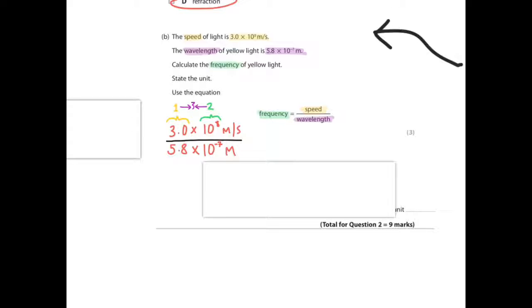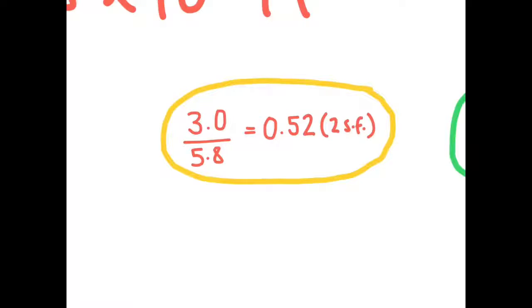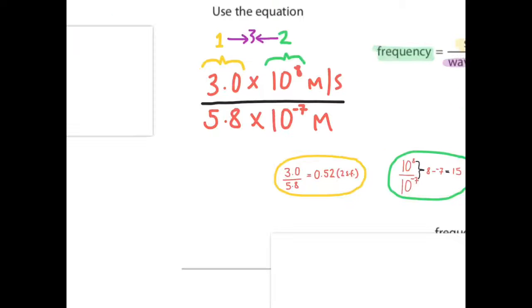But to do this, it requires 3 steps. Firstly, you deal with the numbers without dealing with the powers. Then you deal with the powers, and then finally you combine your results together. Those are the 3 steps you always take when doing standard form calculations and wave speed equations. So step 1, you deal with the numbers without the powers. You just do 3 divided by 5.8, which is 0.52. I've done this to 2 significant figures.